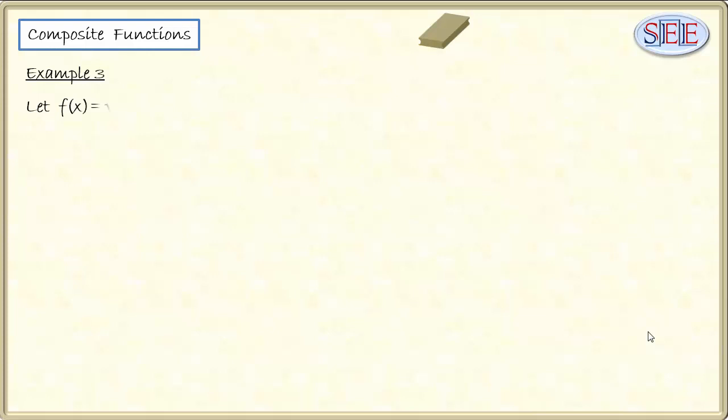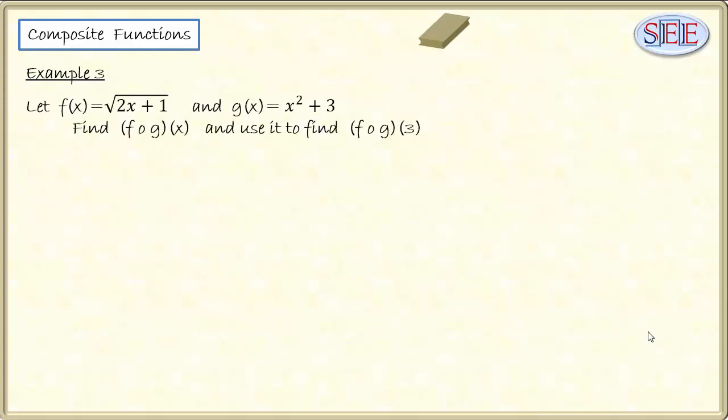Another example, it says let the function f defined by the formula f of x equals to square root of 2x plus 1. And another function g defined by the formula g of x equals to x squared plus 3. The question asked here is to find the composite function f of g of x. And the question also says we should use it to find the image of 3 under that composite function f of g. Solution to this problem: f of g of x is nothing but f of g(x).